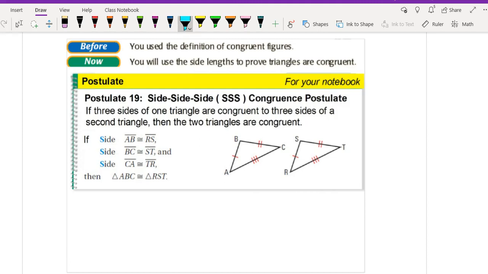This is the side postulate, and I hinted at it earlier. It's going to make our lives a little easier that instead of using the definition of a congruence, we can just say if all three sets of corresponding sides are congruent, then the triangles are congruent. So all I have to do is show all three sides that correspond are congruent, and then I conclude without showing anything about the angles that the two triangles are congruent. I'll give you another moment here, making sure that we have enough opportunity to write these down in our notes.